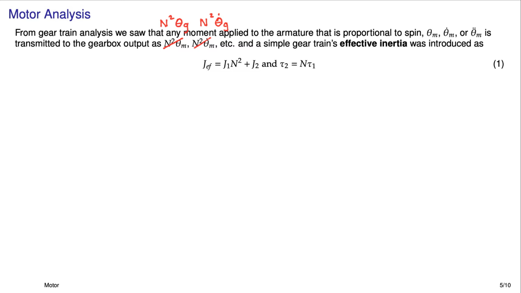But the idea here is that if you have a moment acting on the motor's armature, let's say a damping moment, that would look like b_m times theta m dot, then it presents itself on the output of the gear as multiplied by n squared. So the b_m theta m dot would become, for instance, b_m n squared theta g dot. And we also had in the gear video the notion that the output torque of the gear train, tau 2, is equal to n times tau 1.